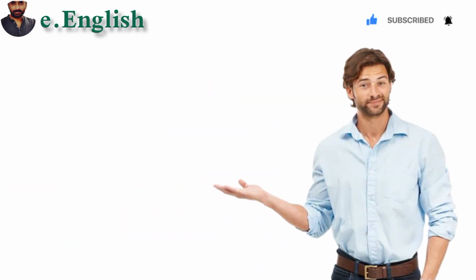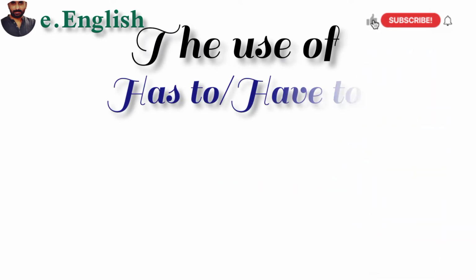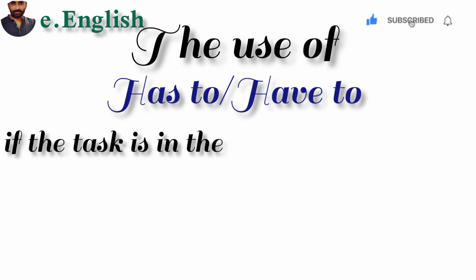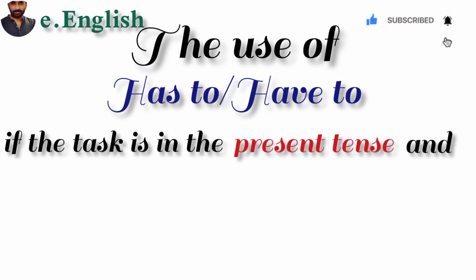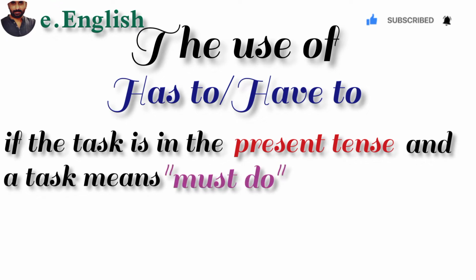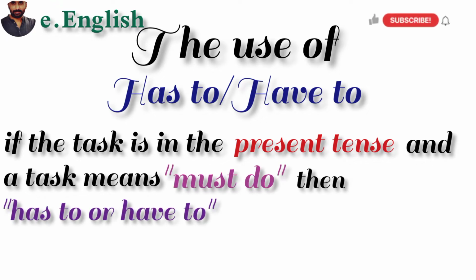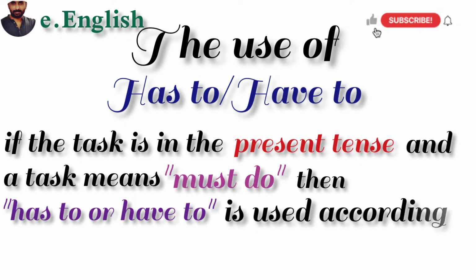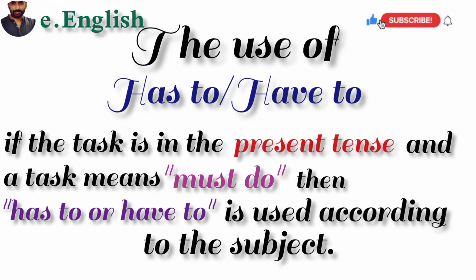Students, in today's class, you will learn the use of has to or have to. So, if the task is in the present tense and a task means must do, then has to or have to is used according to the subject.